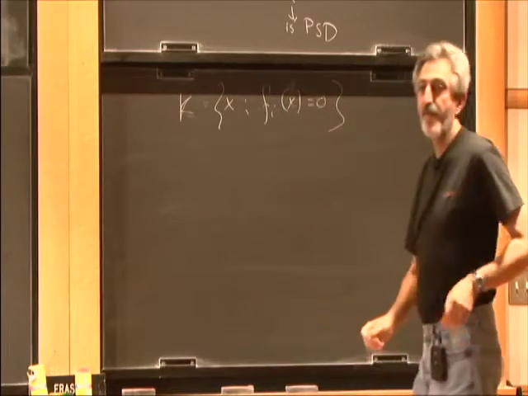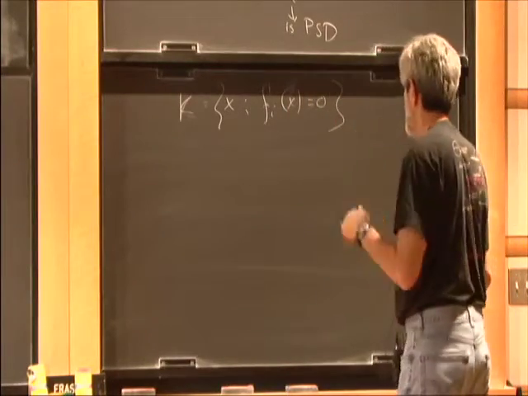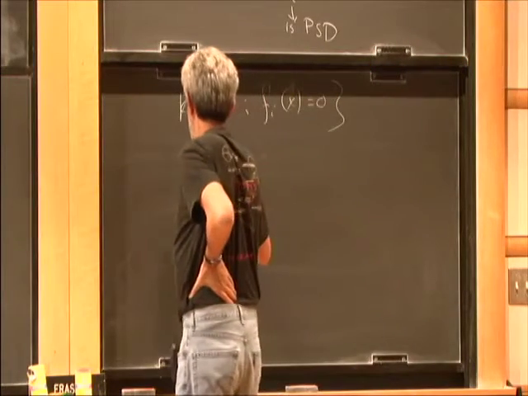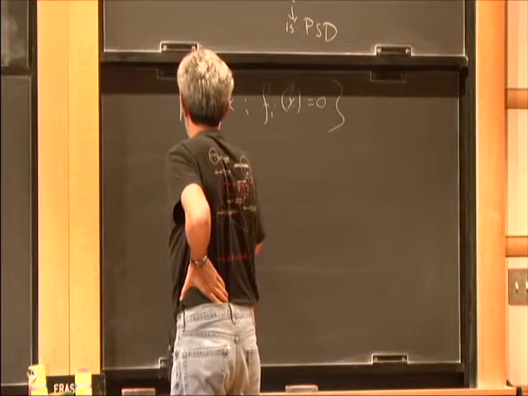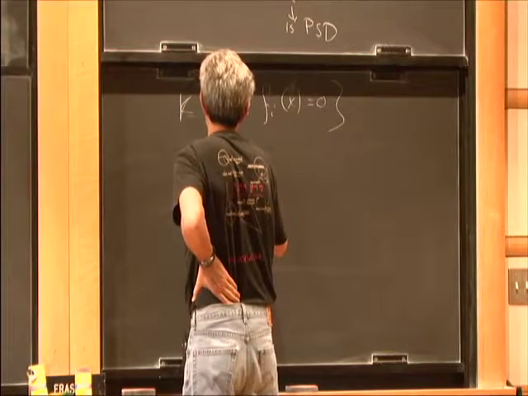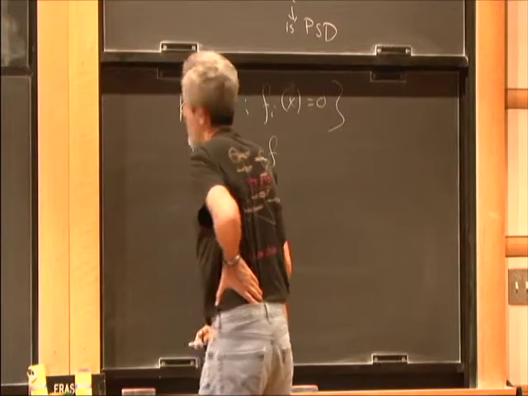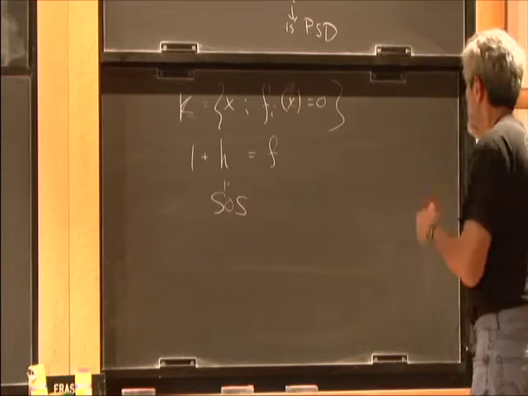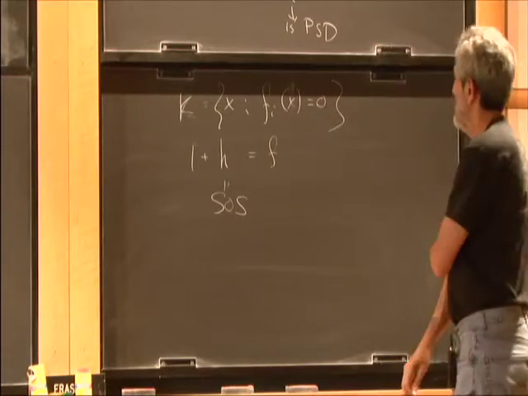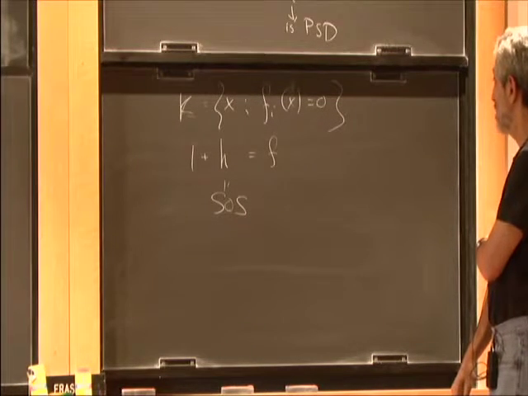We're given a bunch of polynomial equations, and we are trying to derive a contradiction using SOS. Namely, we want to prove that 1 plus h equals f, where h is a sum of squares, and that will show that this set of polynomials is contradictory. And the question is, what degree can we do it in?